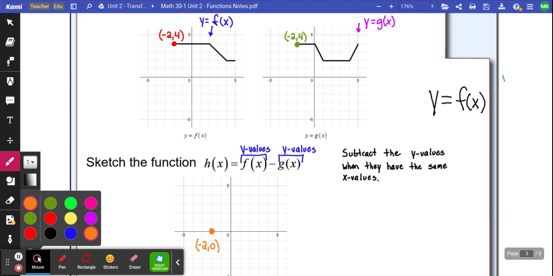The x value doesn't change. The y values change. x is negative 2, x is negative 2. Take the y values and subtract them. That's what it asked me to do. So now when x equals negative 2, y would be at 0.